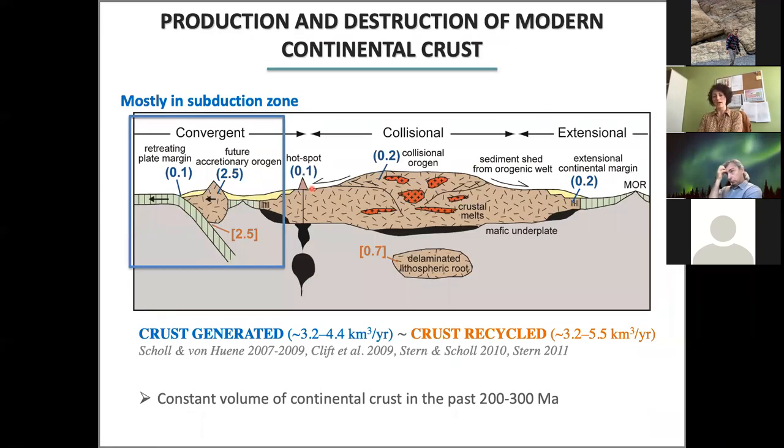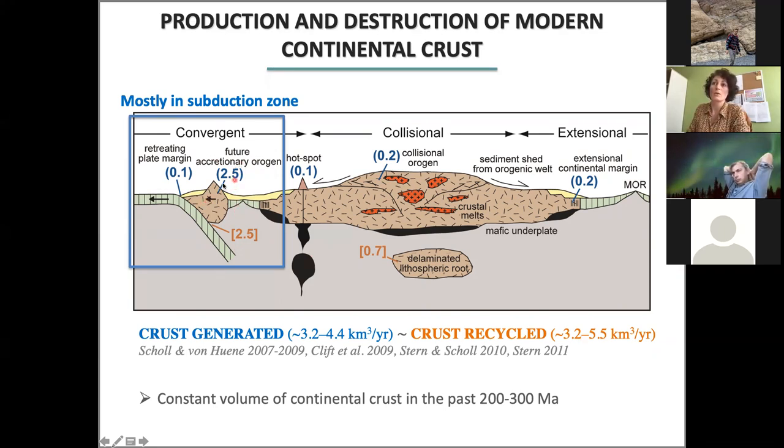So we also know that modern continental crust is produced and destroyed mostly in subduction zones. Here is a figure showing the different amounts of crust generated and lost in different geological settings: convergent, collision, and extensional. The numbers in blue are the amount of crust produced in square kilometers per year, and the numbers in orange are the amount of crust that is recycled. You can see that the highest numbers are in the subduction setting.